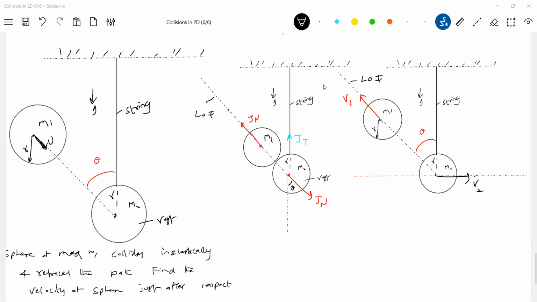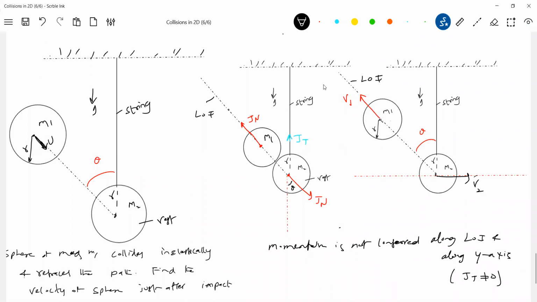Is momentum conserved along the line of impact? The answer is no, because the component of JT cos theta will come into the picture. So momentum is not conserved along the line of impact. Is momentum conserved along the y-axis? No. Jn cos theta, but what about JT? Unbalanced. So momentum is not conserved along the line of impact and along y. The reason for that: JT is non-zero.